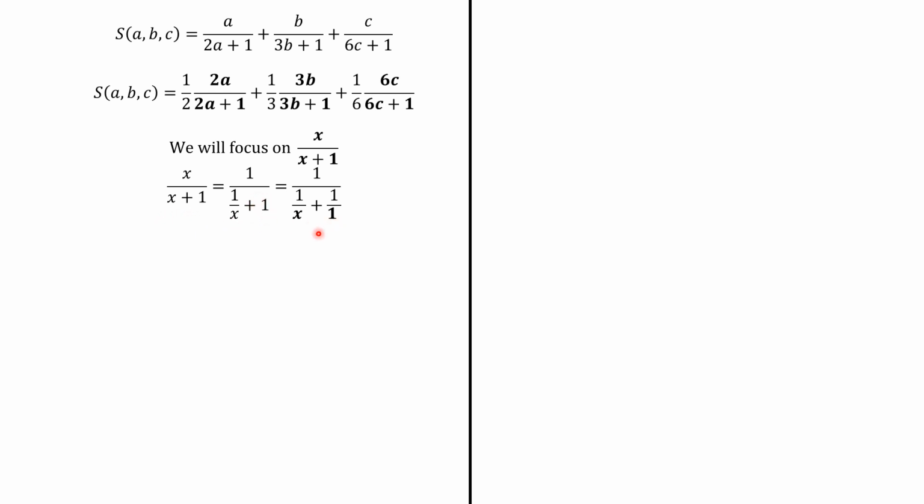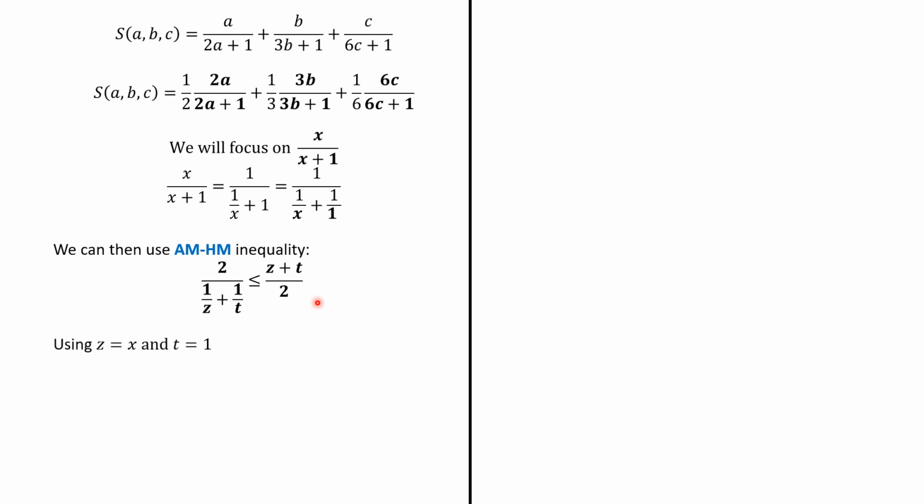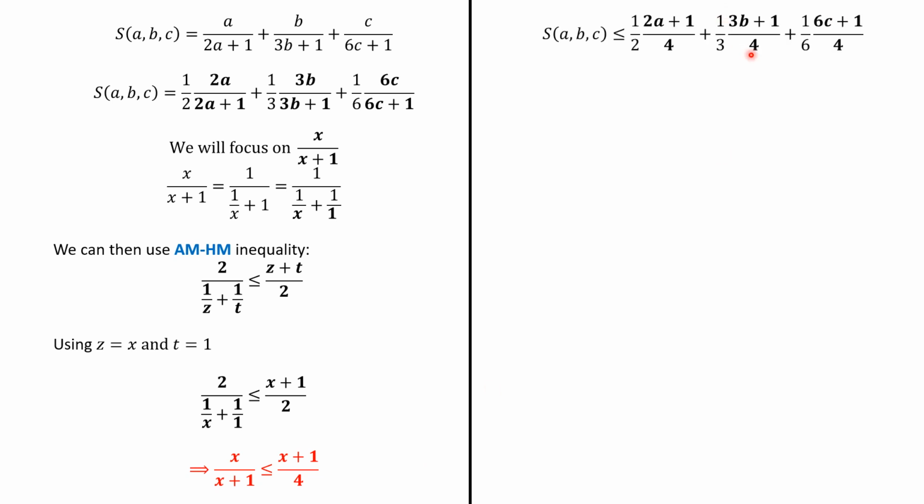Now we apply the AM-HM inequality. That is, the harmonic mean is less than or equal to the arithmetic mean. With z equal to x and t equal to 1, we have this. And divided by 2, we have x/(x+1) ≤ (x+1)/4. Now we apply this result with x = 2a, and x = 3b, and x = 6c. Next, we switch the denominator to have this, and again, we rearrange the terms.